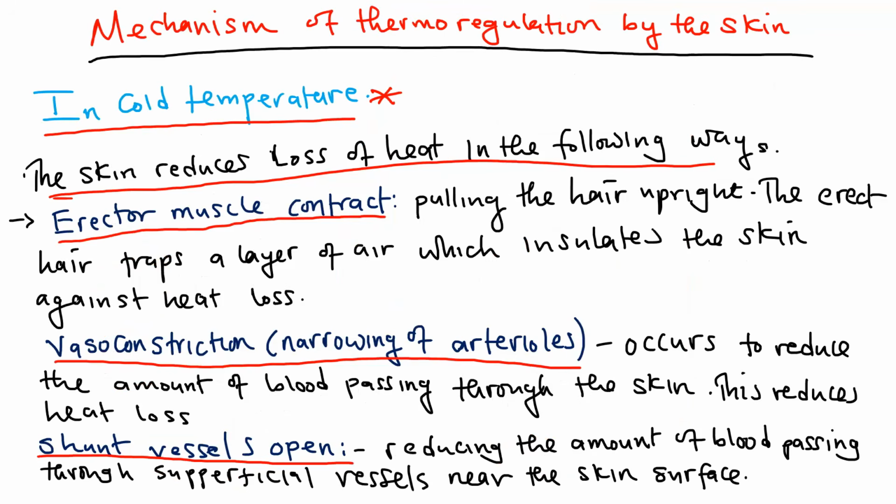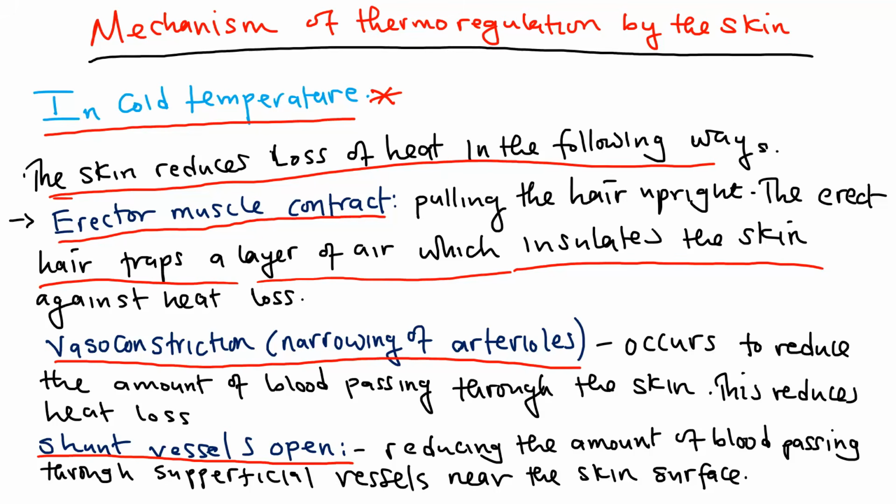Now, what is the importance of the hair being upright? The erect hair traps a layer of air. And you know that air is a bad conductor. So the layer of air that is trapped insulates the skin against heat loss. That is how the erector muscle works in order to conserve heat, or to prevent the loss of heat. So the erector muscle contracts, pulling the hair upright, and the erect hair traps a layer of air which insulates the skin against heat loss.